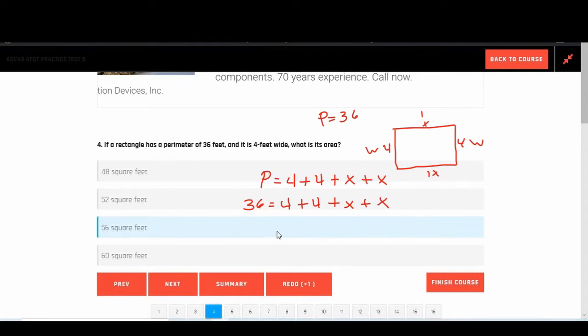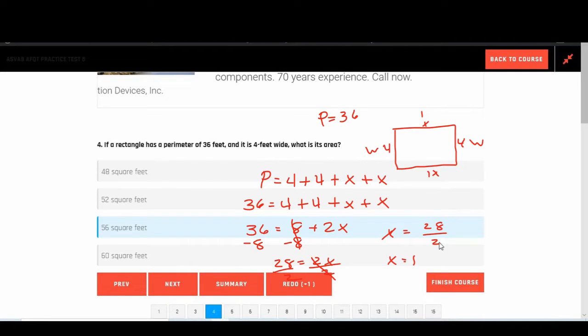Let's go ahead and combine like terms. 36 equals 4 plus 4 is 8. X plus x is 2x. Now we're going to solve for x by subtracting first 8 from both sides. This crosses out. We're left with 36 minus 8, which is 28, equals 2x. Divide both sides by 2. This crosses out. We're left with x equals 28 over 2.